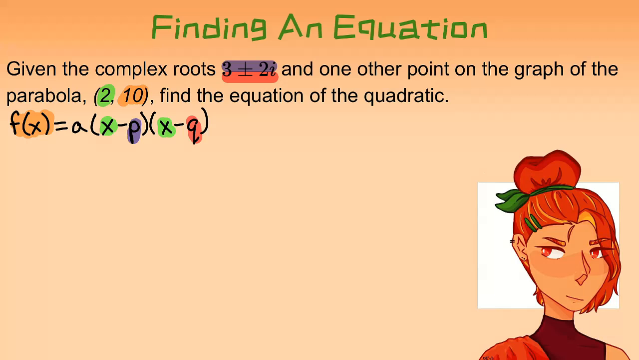So our y value, 10, is equal to a times the quantity x, which is 2, minus p, which is 3 plus 2i, times the quantity x again, which is 2, minus 3 minus 2i. And there it is.